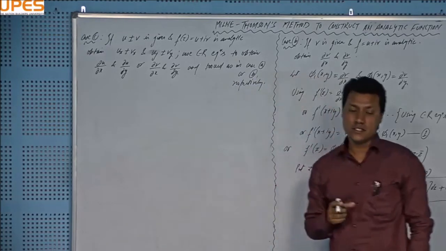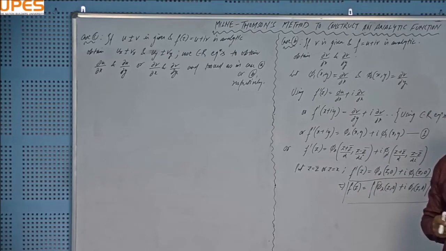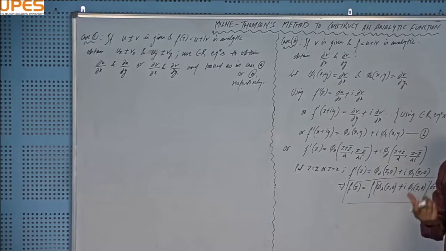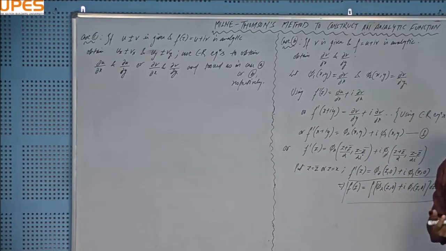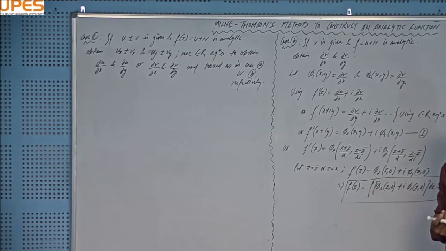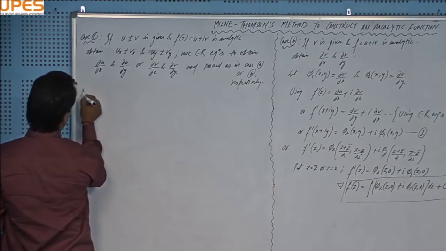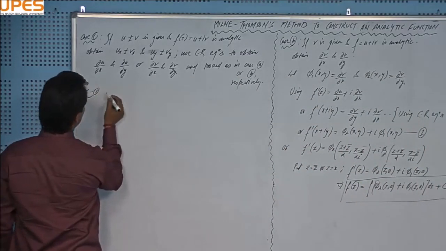Okay, so these are the three cases, and we'll take an example of these cases one by one. First, I will take a real function u that is given, and we'll look for an analytic function f equal to u plus eta v. And let me take example number one.